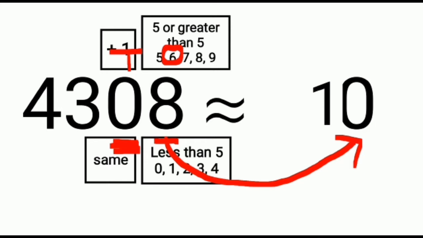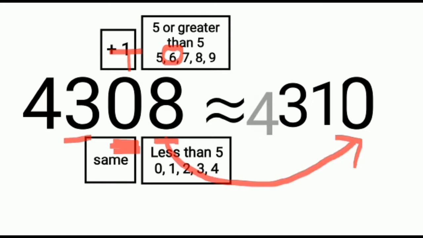Then you have digit 3 which is on the hundreds place. Because we are rounding off till tens place, that's why this 100 is not going to change and 100 place ka 3 same rahega. Similarly 1000 place ka 4 bhi same rahega. Okay, so the number will be 4310 after rounding off.